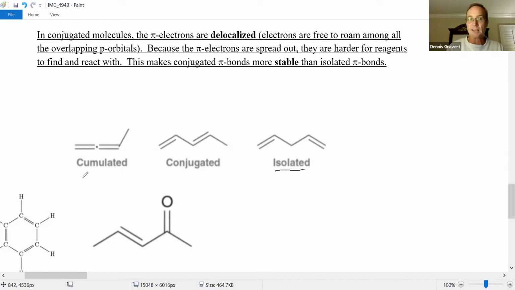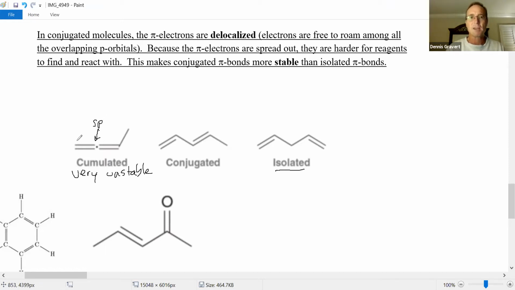And then we got this case, which is very unstable. The accumulated, where it's not alternating double, single, double, or just a double bond isolated from another double bond. This is where you pack them side by side, and this middle carbon must be sp hybridized.